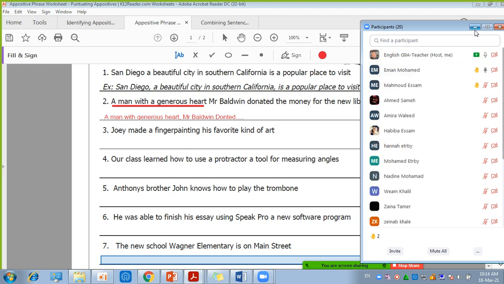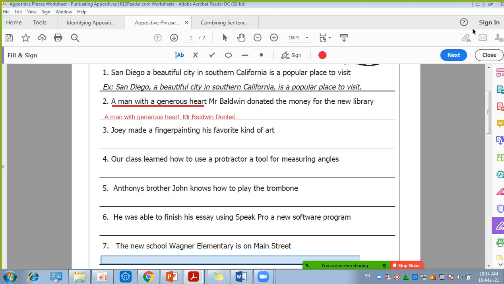Can I say Mr. Baldwin, comma, a man with a generous heart, comma, donated the money for the new library? Yes, that's what you said. I wrote it because if you want to keep the same order. Now we are changing the order. I started with Mr. Baldwin. If the question asked you to change the order, it's okay.